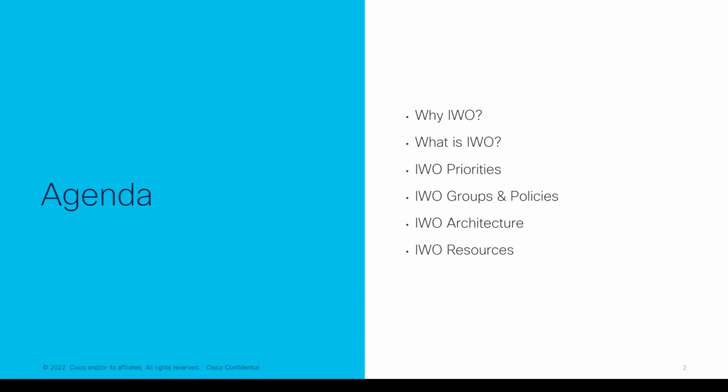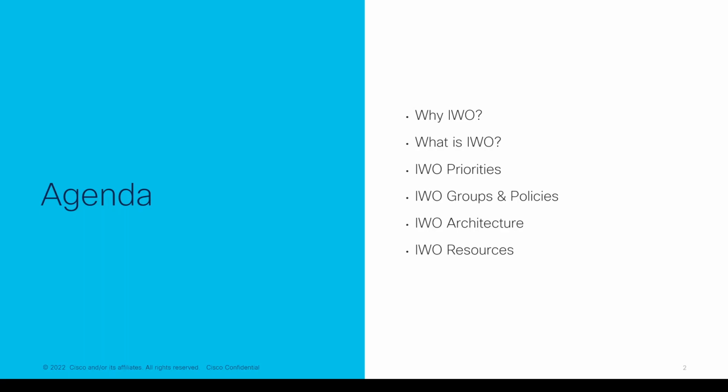From an agenda perspective, we're going to talk about why Intersight Workload Optimizer is needed, what it is, and then we'll talk about some priorities in terms of how Workload Optimizer evaluates resources that it's trying to optimize and makes decisions. Then we'll talk about how to configure the product in terms of groups and policies, which can be used to help automate a certain amount of the execution of recommendations that IWO provides. We'll do a quick review of IWO Architecture, and we'll wrap it up with some pointers to IWO Resources, which really are the same as Intersight Resources.